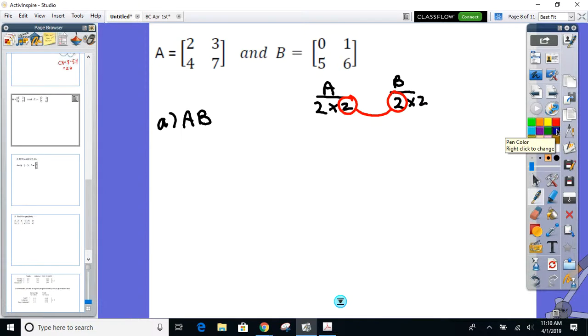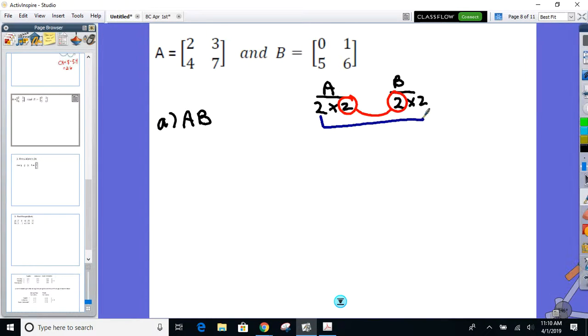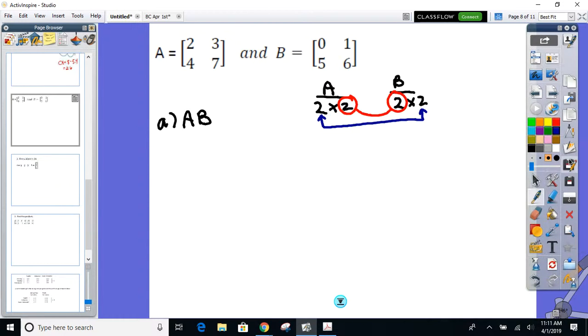Row by column. And now that those two match, the two outside numbers tell you what type of matrix you should have at the end. So a 2 by 2 we should have at the end. All right, so how do I multiply it? Because this is a complicated process.